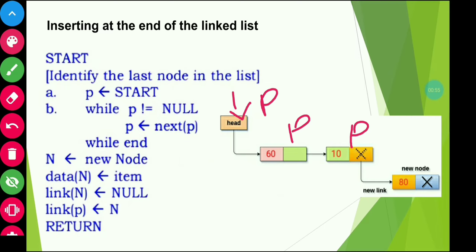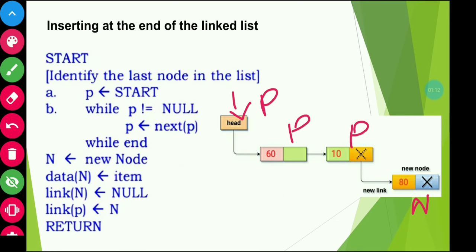Once we reach end of the linked list, what we have to do here? Again, same procedure, create a new node. N is equal to new node. This is what the new node here. Data of N is equal to item. Item in hakkedile 80. Link of N null madbekalle.